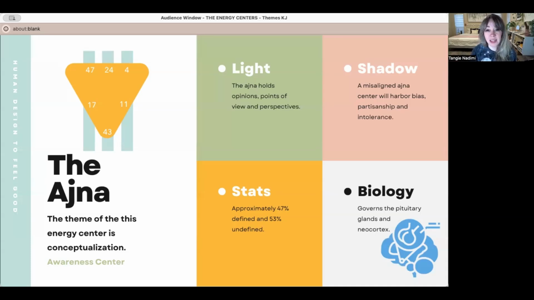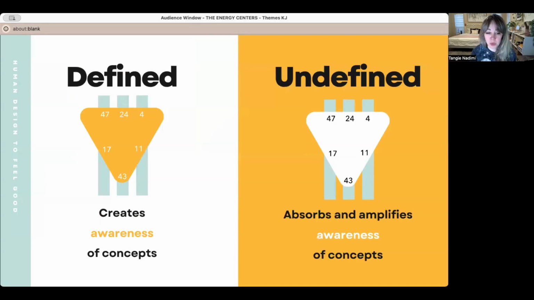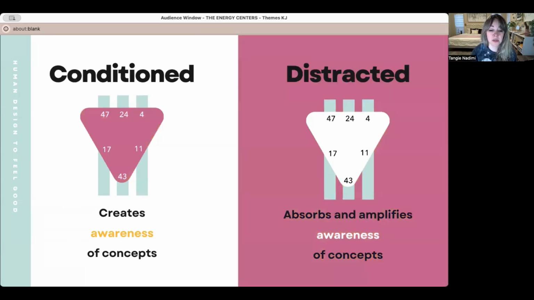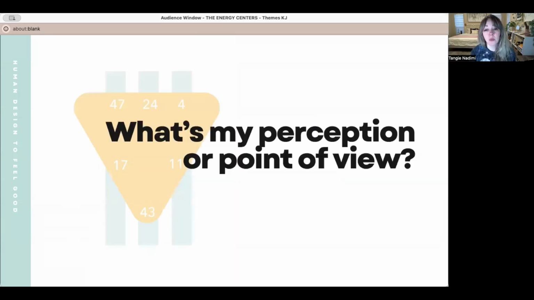So you don't really have to think super hard about it. You don't have to nail down any specific perspective, point of view, or way of thinking. It's more having the awareness of what you create versus what you absorb and amplify. So reminder, defined ajna creates awareness of concepts, and an undefined ajna absorbs and amplifies awareness of concepts. So the question here would be, what's my perception or what's my point of view?